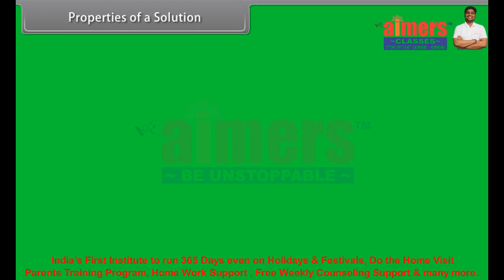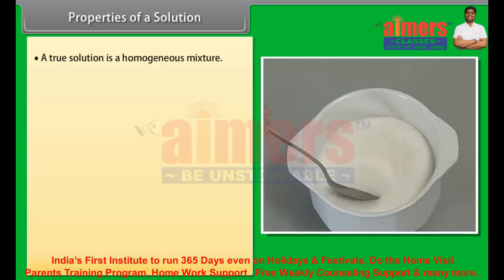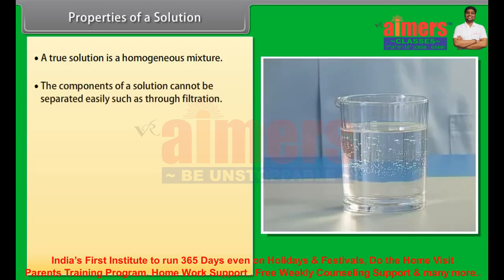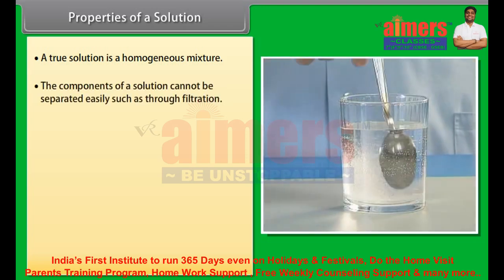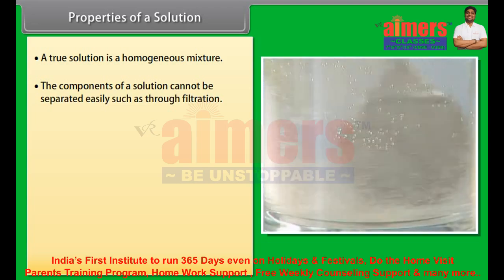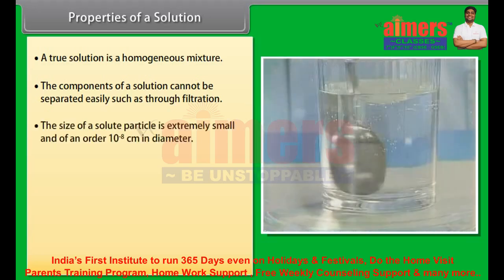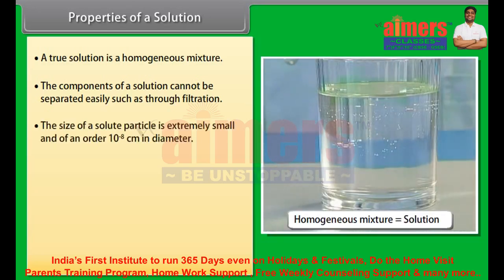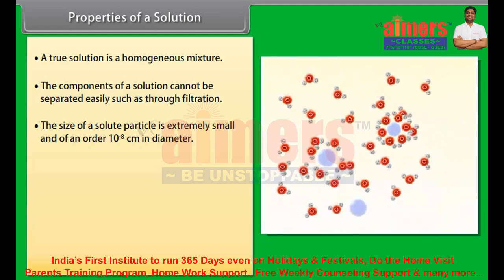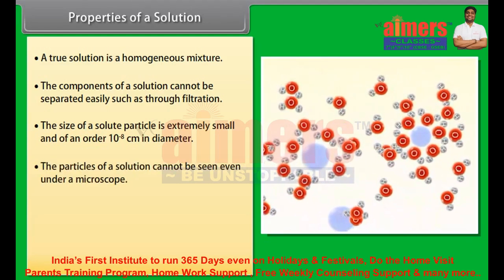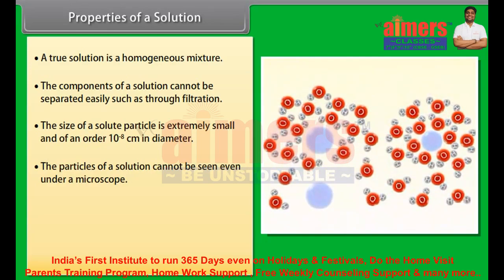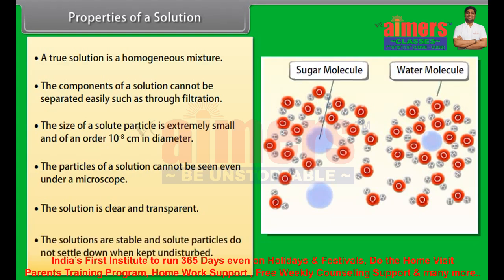Properties of a solution. A true solution is a homogeneous mixture. The components of a solution cannot be separated easily, such as through filtration. The size of a solute particle is extremely small and of the order 10 raised to the power minus 8 centimeter in diameter. The particles of a solution cannot be seen even under a microscope. The solution is clear and transparent. The solutions are stable and solute particles do not settle down when kept undisturbed.